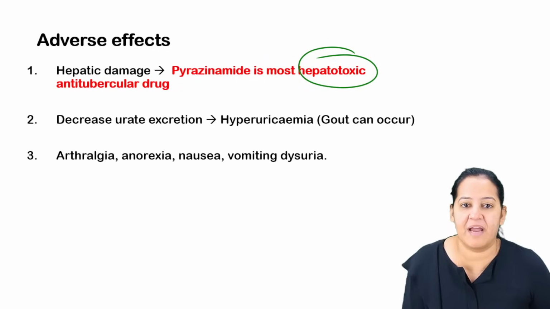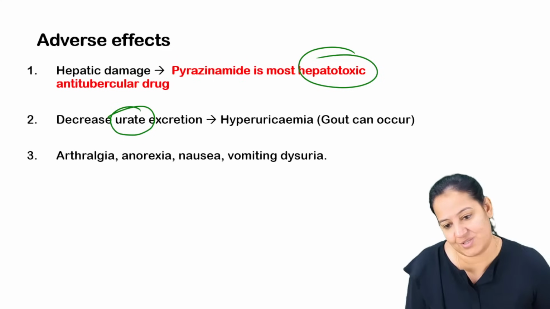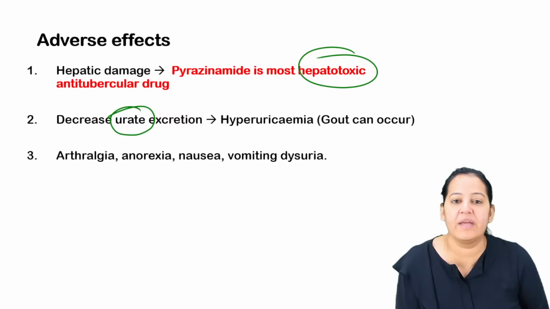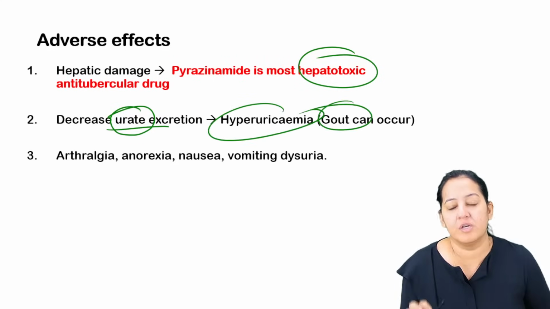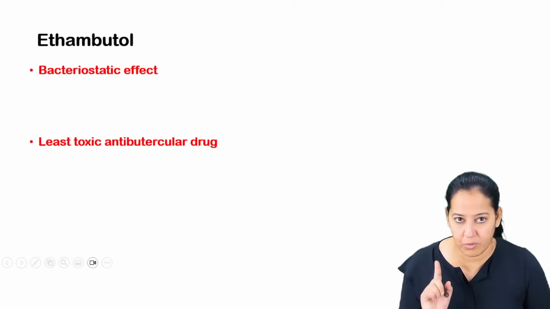Along with maximum hepatitis, it decreases urate excretion, meaning uric acid excretion is decreased. So uric acid accumulation will be there, and that will lead to gout. So gout is something unique here.